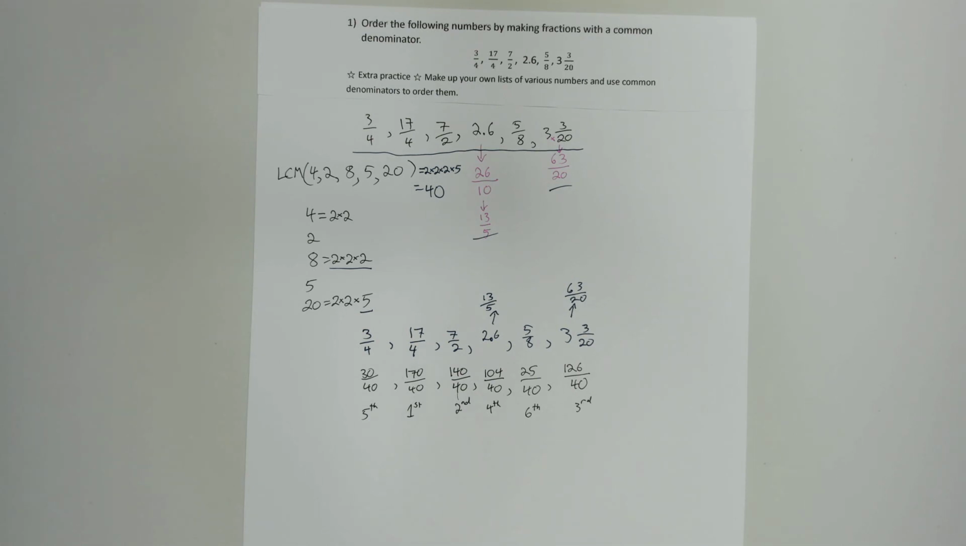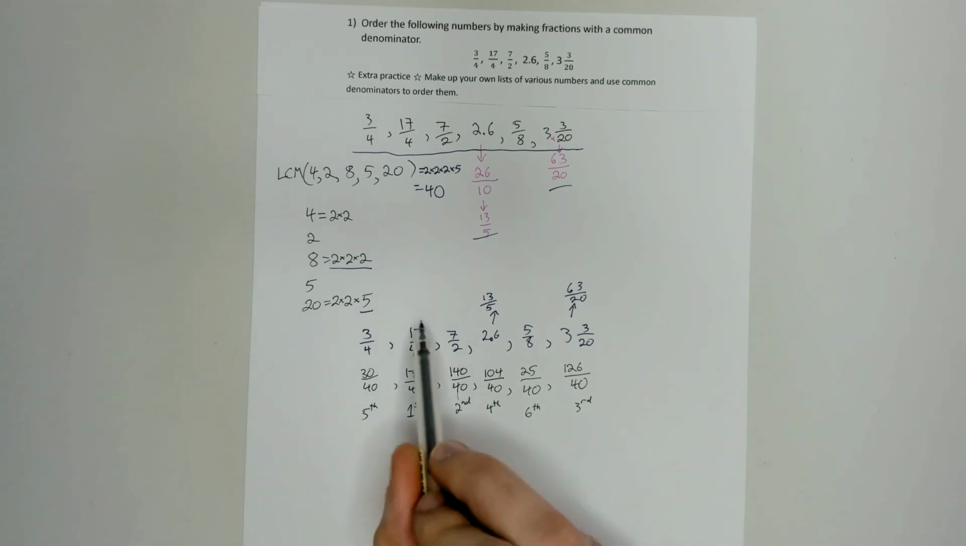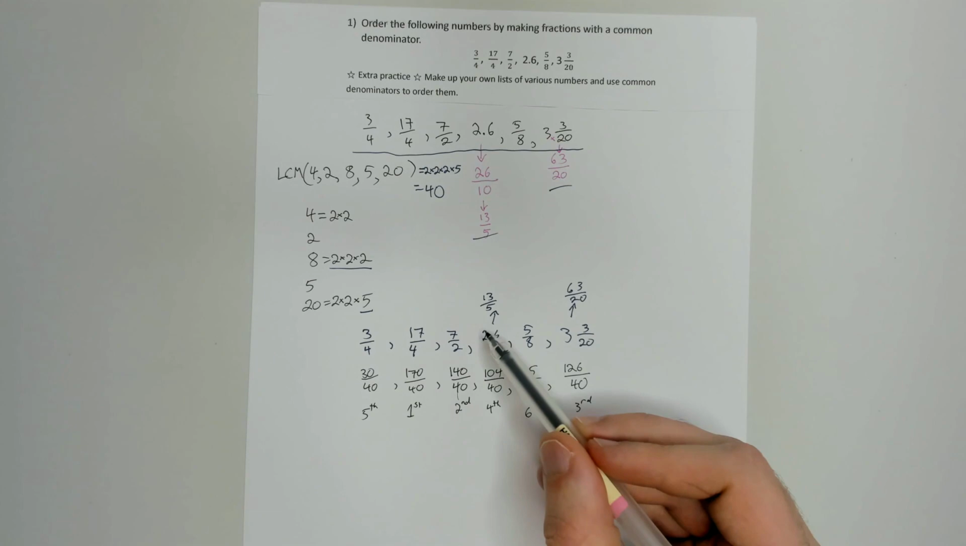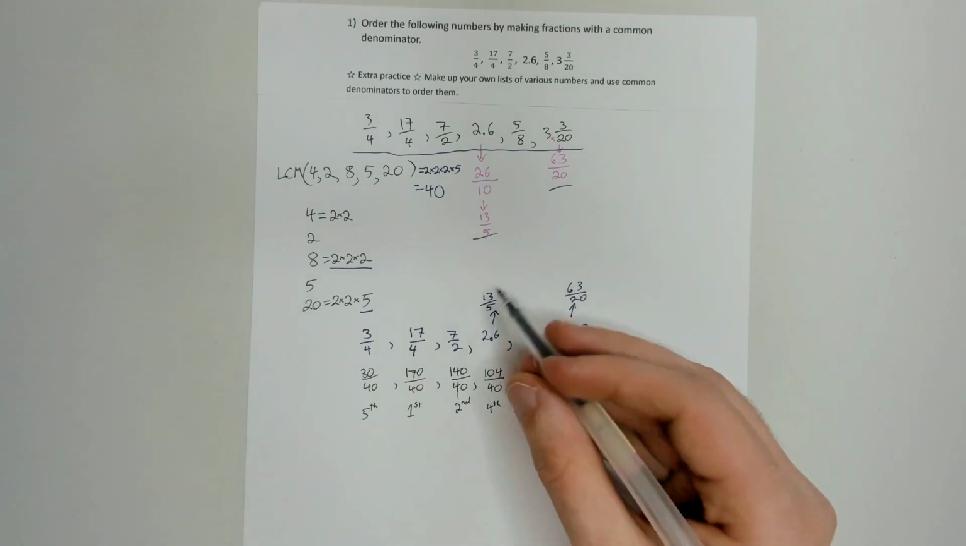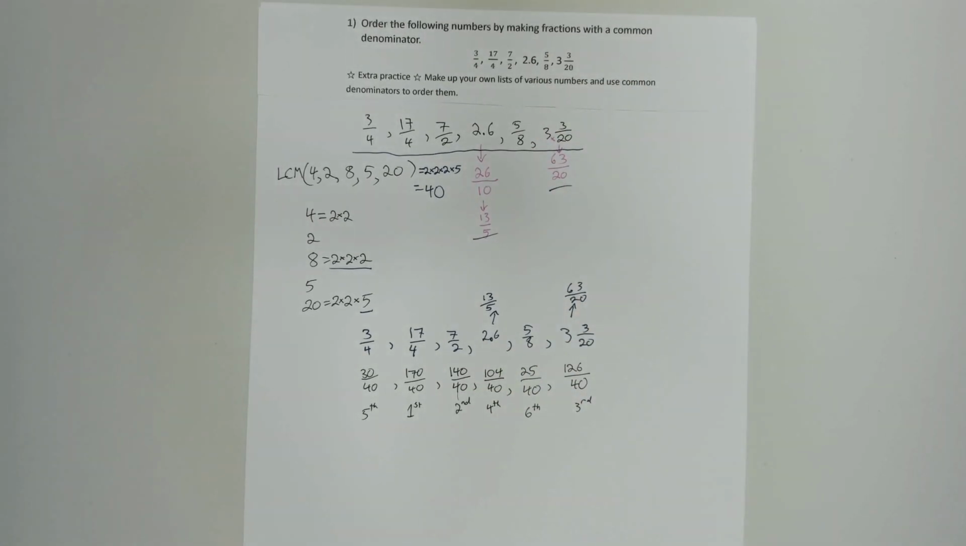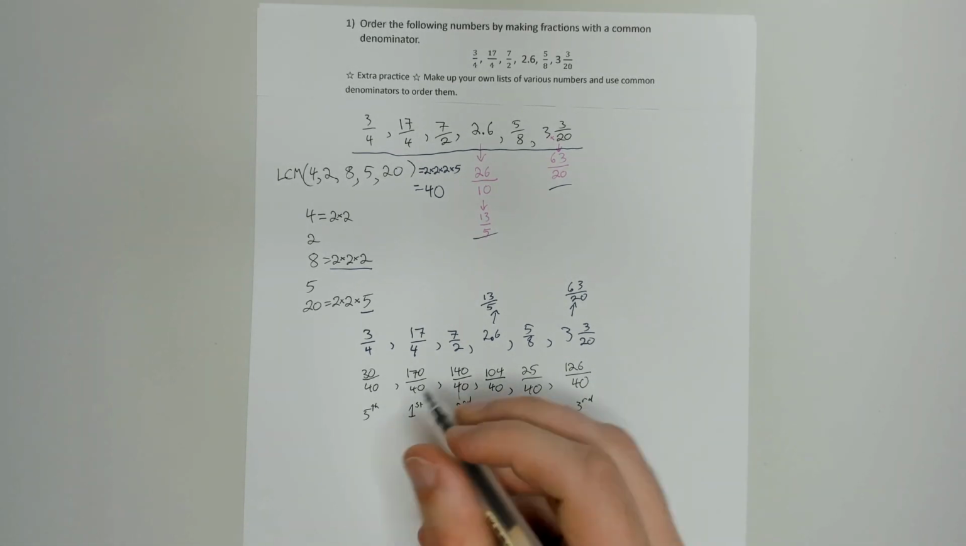So now we just go ahead and order these fractions. And let's use the original numbers they gave us. Even though 2.6 is the same as 13 over 5, because the question gave us 2.6, we should use that. So in first place, we have 17/4.